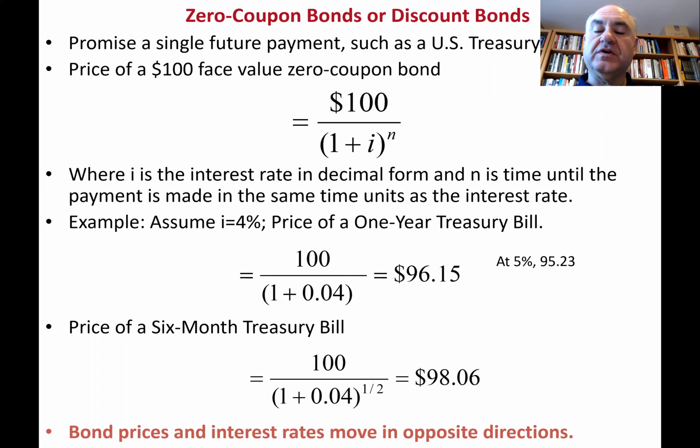Now, notice that if we were to raise this interest rate from 4% to 5%, then the present value of this would go from $96.15 down to $95.23. This gives us a really important principle. If we were to set the price over here, then one of the things we'd notice is that as the price goes up, the interest rate goes down, or as the interest rate goes up, the price goes down. So bond yields, interest rates, and prices of bonds go in opposite directions.